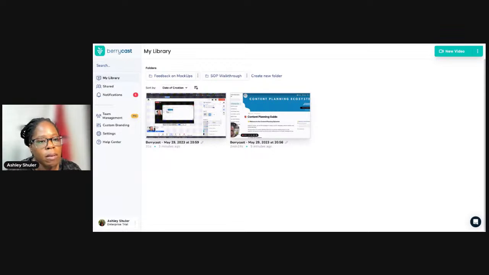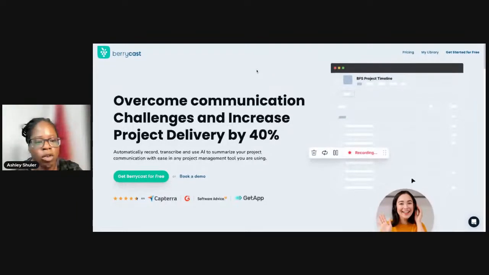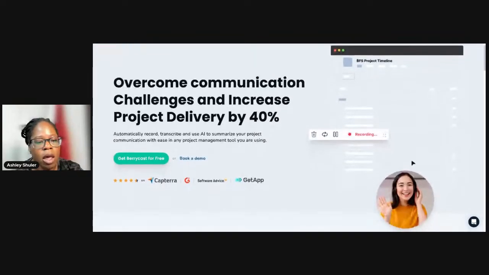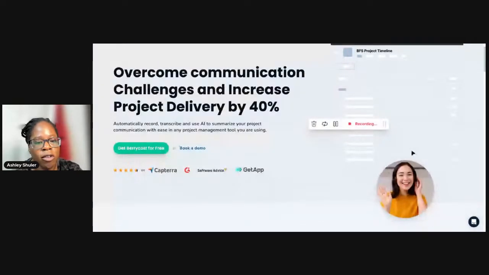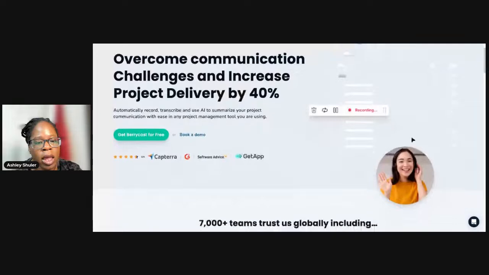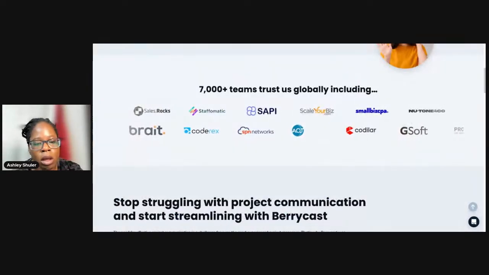Okay. Let's go through here, y'all. Let's see. Overcome communication challenges and increase project load by 40%. Automatically record, transcribe, and use AI summaries for your project communication with ease with any project management tool you're using. Trusted by 7,000 teams.